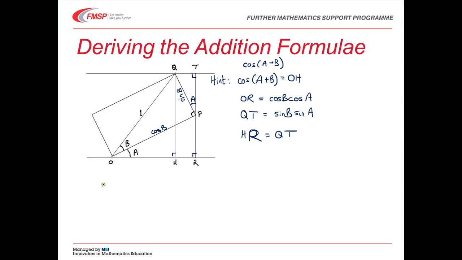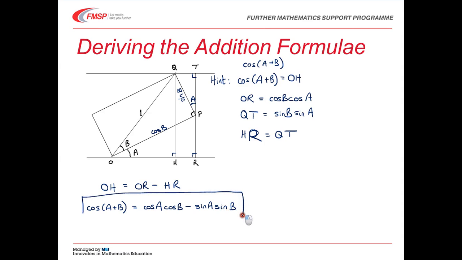So the length that I said we wanted was OH, and that is equal to OR take away HR, and therefore OH being cos of A plus B, using the triangle OHQ, is equal to OR, which we've worked out was cos B cos A. I'll just write that the other way round. Take away HR, which is the same as QT, which is sine B sine A. I'll write that the other way round as well. And there is our second addition formula.